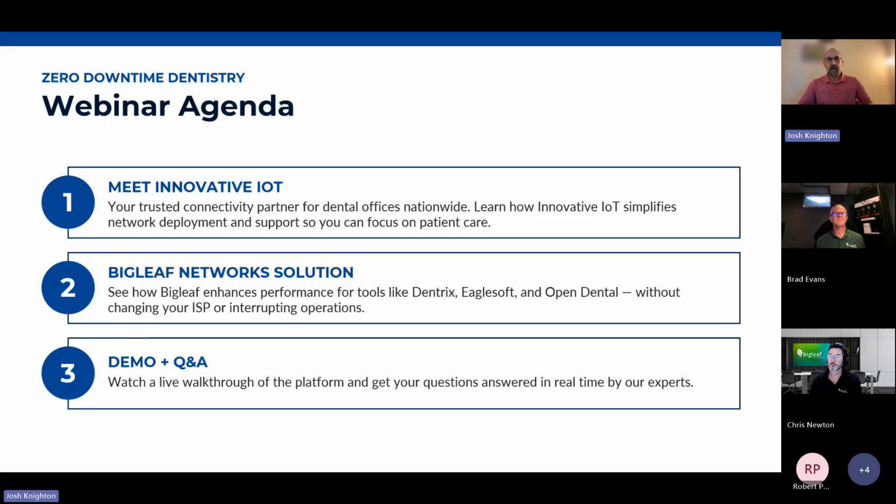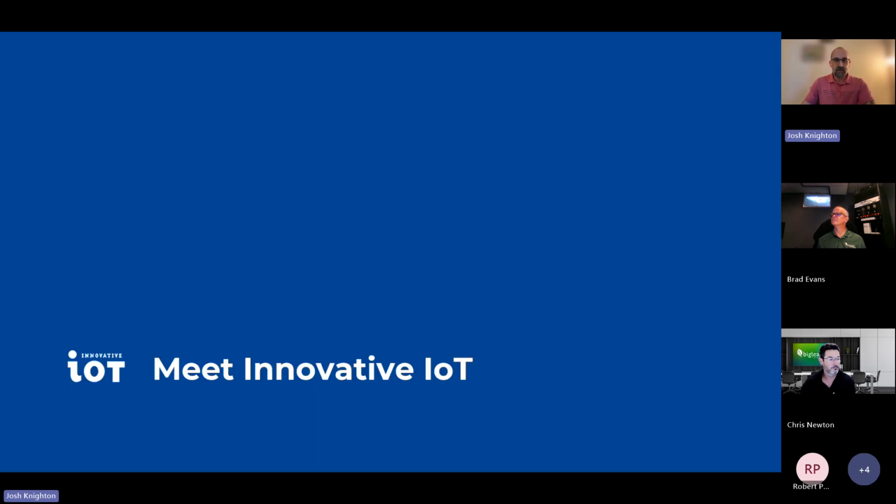The agenda for today: first off, we'll take a quick overview of who Innovative IoT is, what we do, who we serve, and why we choose to focus in the dental space. Then you'll hear from the team at Bigleaf Networks about how their platform adds intelligent performance and failover without requiring you to switch ISPs or overhaul your setup. And finally, we'll close with a live Q&A and a walkthrough where you can ask us anything, technical, strategic, whatever kind of questions you might have. So let's jump right in.